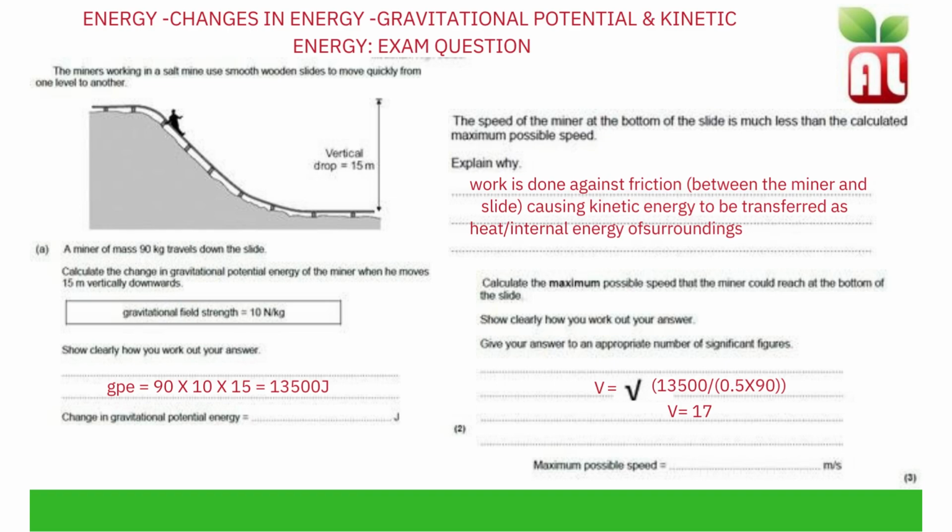Work is done against friction between the miner and the slide. Due to friction, kinetic energy could be transferred as heat energy to the surroundings, and therefore the kinetic energy will be lower and in turn will result in a lower value of the speed.